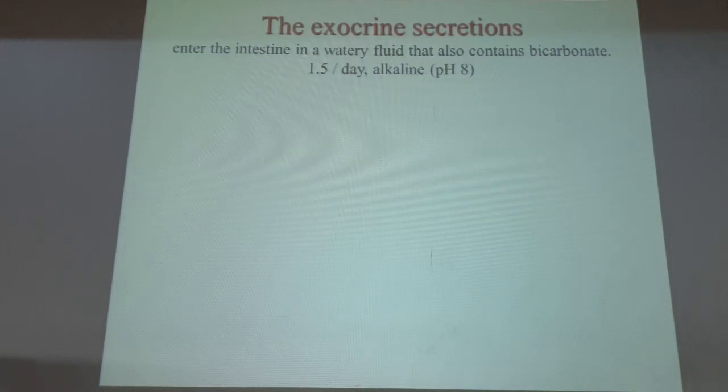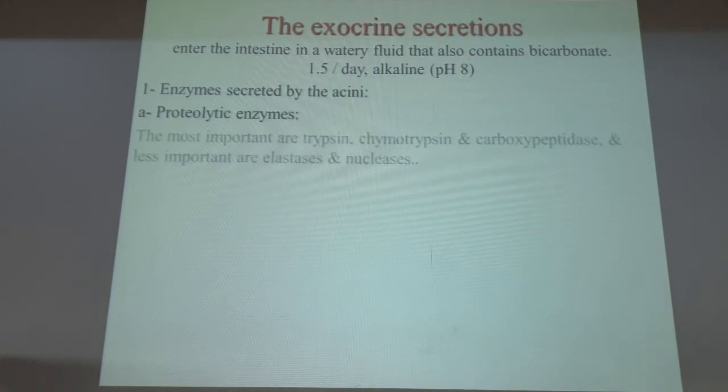So the gallbladder will help in digestion. It doesn't do the maximum digestion and doesn't have digestive enzymes. We have digestive enzymes secreted by the acini. They are proteolytic enzymes, that's to say, related to proteins.